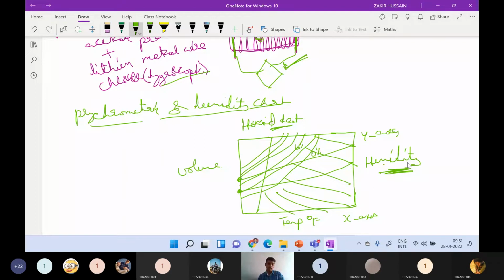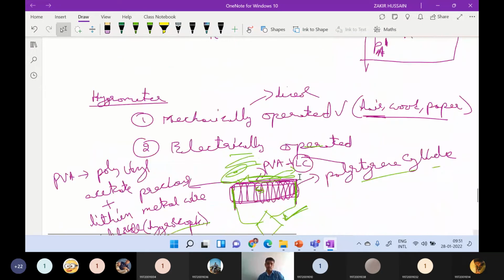This has many advantages. Since this is an electrically operated hygrometer, its response is fast compared to a mechanically operated hygrometer, and its accuracy is also very high, nearly plus or minus 1%. The moisture equilibrium between the salt film, this lithium chloride plus PVA film on the element, and the surrounding gas will be reached very quickly. Because of this, the accuracy will be very high. So that is the electrical hygrometer. I hope this is clear.